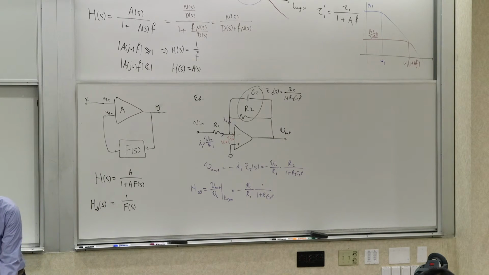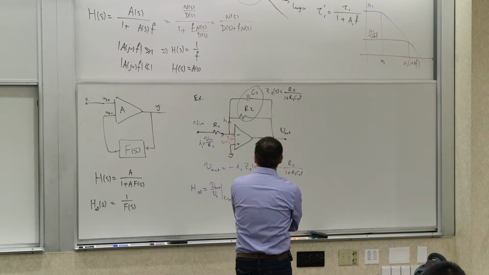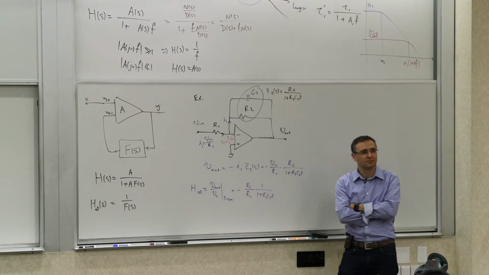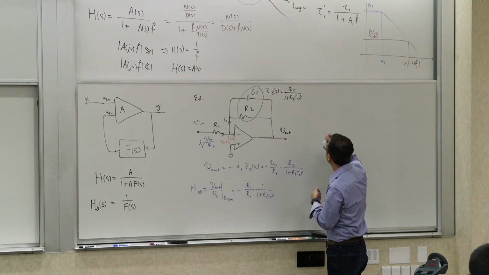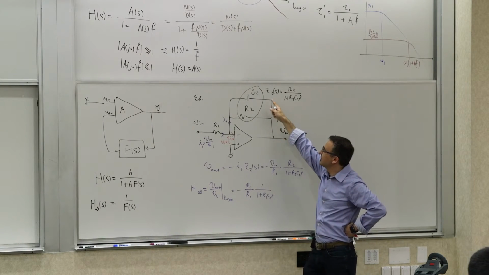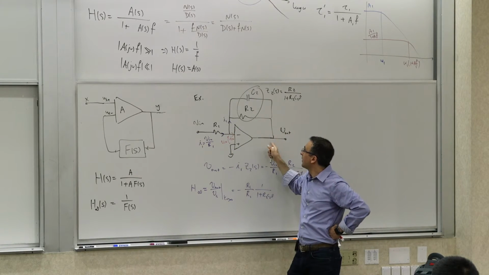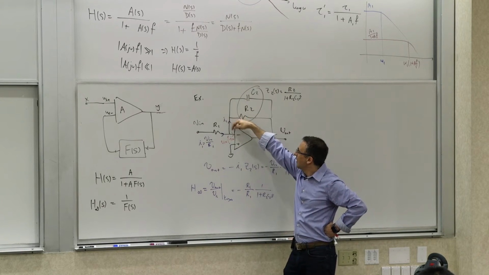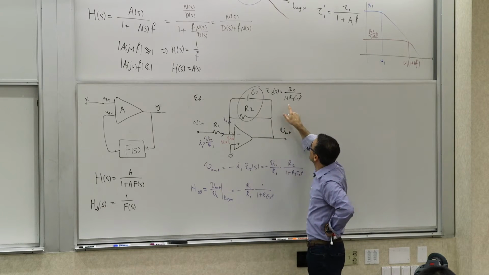So let's see what happened. What did we have in the feedback path? If you think about it, the feedback network kind of looks like this, right? This is the feedback network. What is the input to it? V out. What is its output? I1, right? This current.